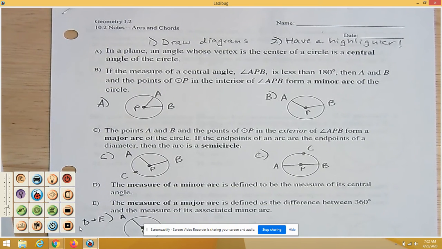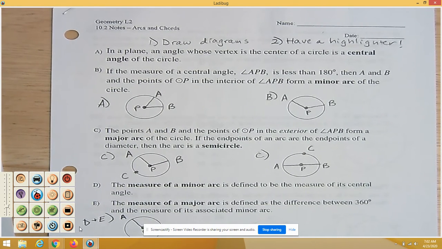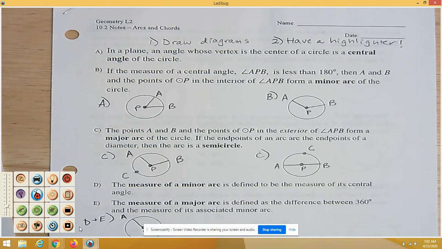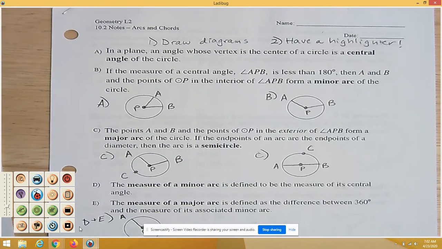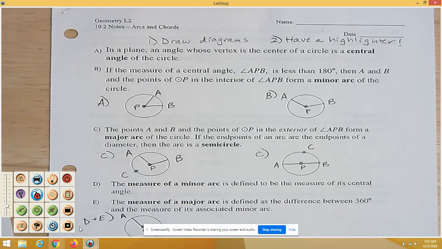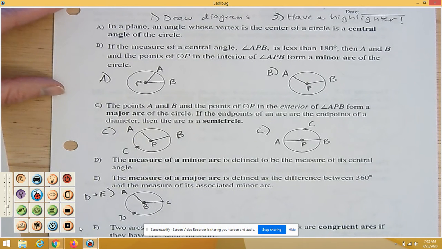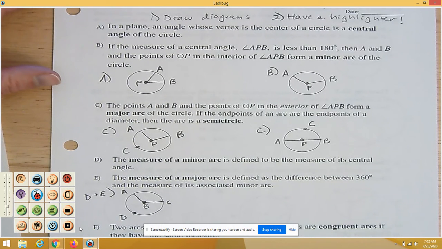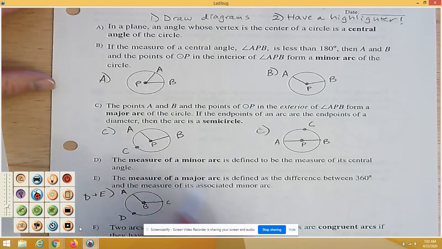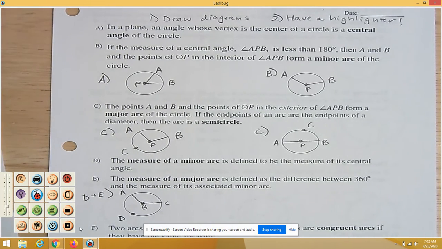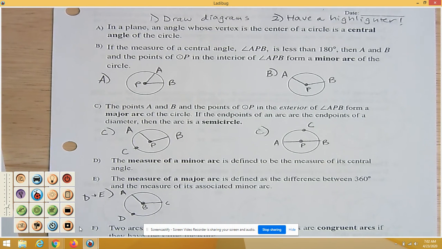Hello. In this video, I'm going to be going over the beginning part of your 10.2 notes on arcs and chords. Right now we're going to be mostly looking at arcs, and I would like you to, if necessary, pause the video and draw in what I have for diagrams A, B, the two diagrams for C, and then D and E. You do not need to have printed out the 10.2 notes. You could just draw those diagrams in your notebook and that would be fine, and also have a highlighter ready.